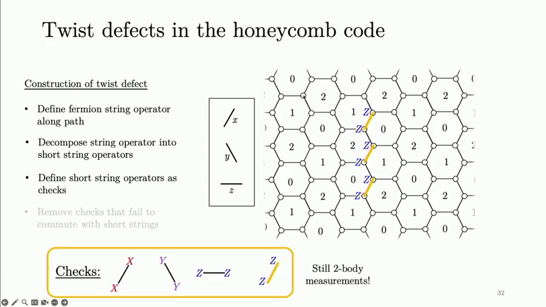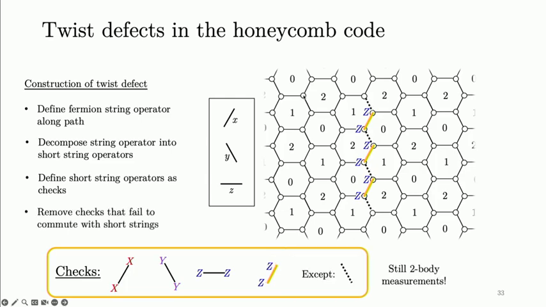Then I'll define a new set of checks, which are those short string operators. We want these short string operators to belong to the stabilizer group because that will ensure that the fermions have been condensed along this path. So to do that, we actually need to throw away some measurements. We'll throw away any of the checks that fail to commute with those short string operators. I've denoted that here with these dashed lines. We no longer measure those two-body checks. These are the checks of the honeycomb code with a pair of twist defects.